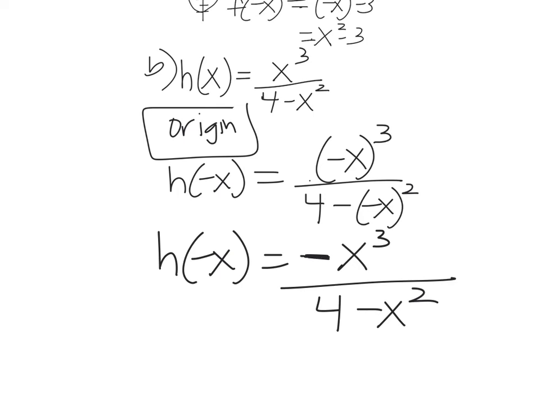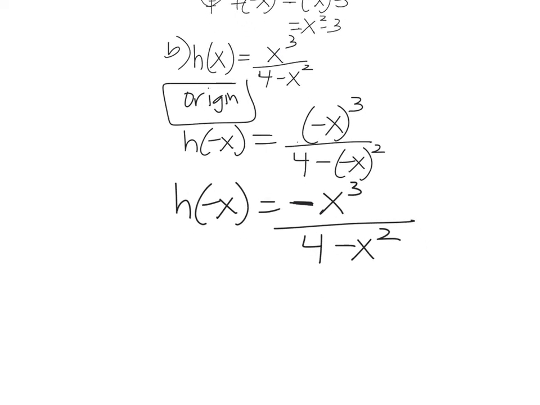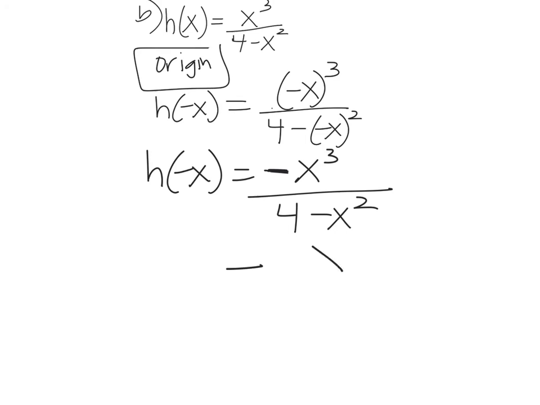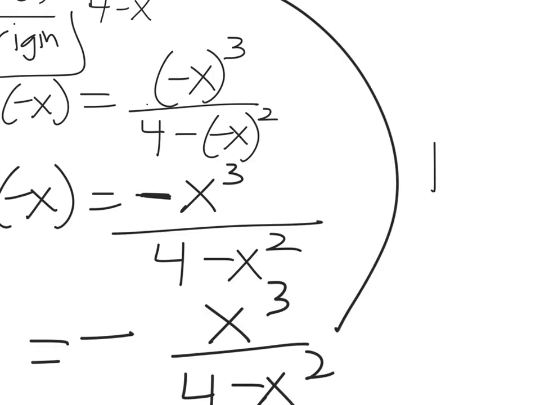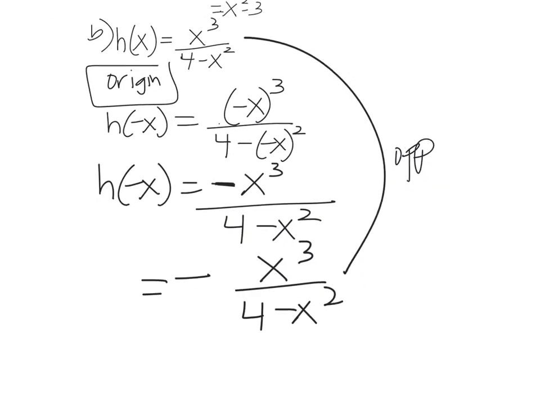This negative, you can pull out to the front, right? You don't want a negative over a negative. That makes a positive. This actually is the opposite. You pull that negative out to the front. Everything stays the same. And what you get is the exact opposite function than you started with. These are opposites. This is positive x cubed over 4 minus x squared, and this is the negative x cubed over 4 minus x squared. They're opposite. Opposite is odd, symmetric over the origin.